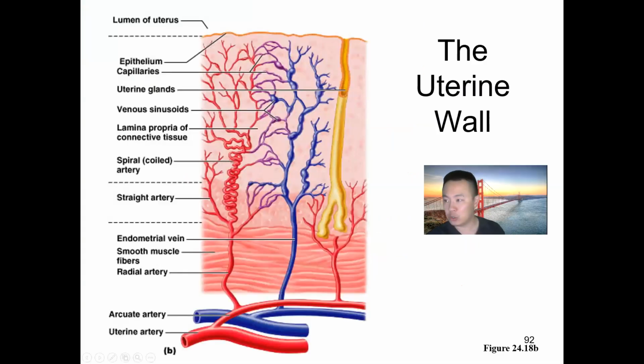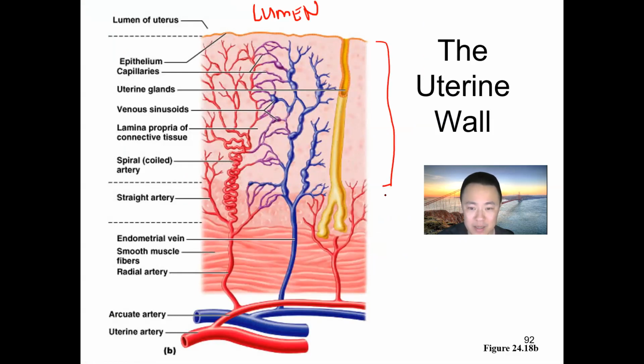And you can see here is the uterine wall. The lumen is up here, and you can see we have the upper regions, the different layers here.